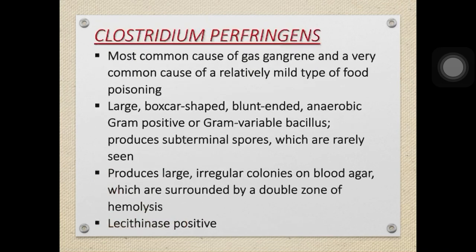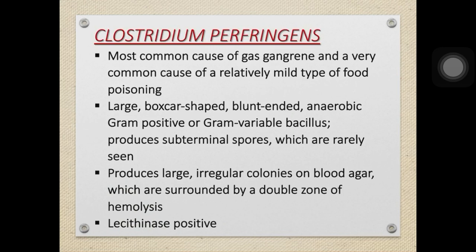Clostridium perfringens causes gas gangrene or myonecrosis. Sporulated. Paano po dinescribe yung spore nito? Oval and subterminally located, pero yung spore nito, mahirap ma-demonstrate, usually absent.